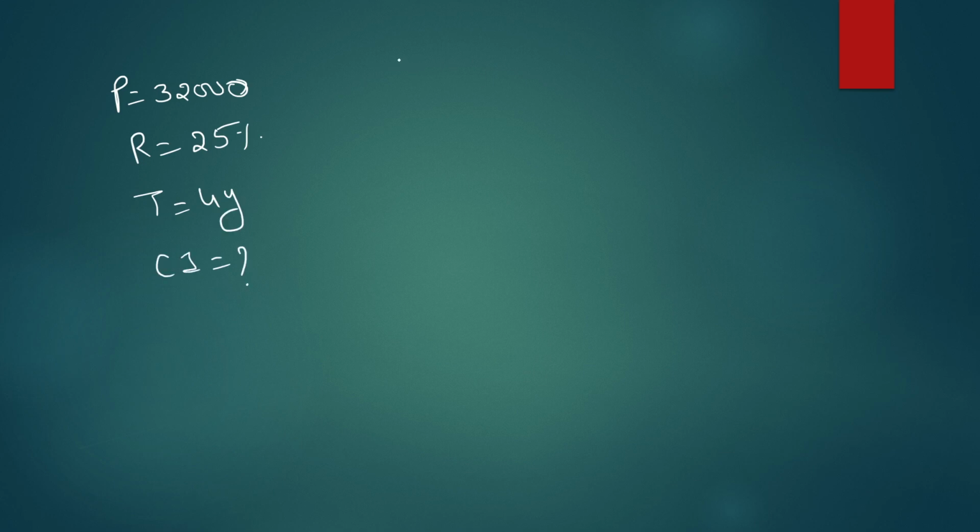So that's why we are going to learn a few more methods that will make your calculations much simpler. For example, let us take the same example where P equals 32,000, rate of interest equals 25% per annum, and time period equals 4 years, and I want to find out CI. The first technique we are going to learn here is using ratio and proportions.